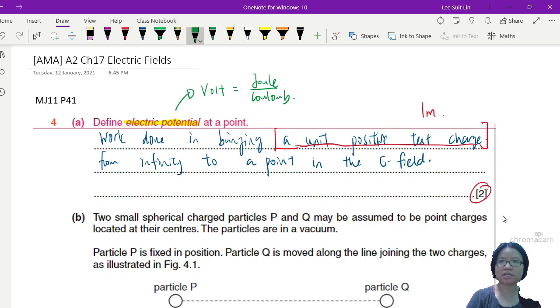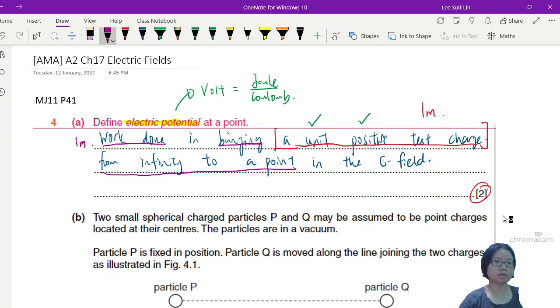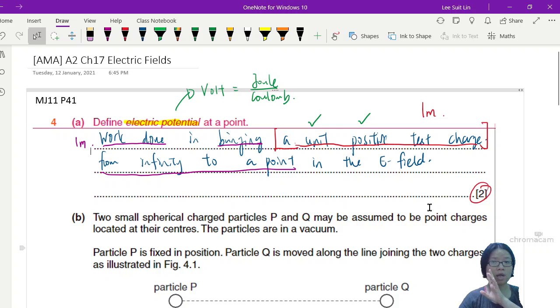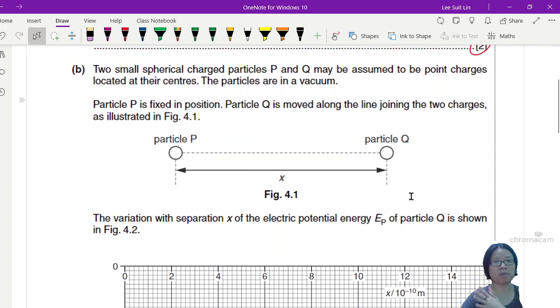So the 1 mark is a unit positive test charge, including the word positive. For you to gain this mark, I need per unit or a unit, and I need the positive test charge. And of course, the remaining mark will be work done in bringing a charge from infinity to a point. This would be the 2nd mark. Alright, so it might seem very straightforward and standard, but please make sure you define it properly because we are quite strict about this. Alright, part 2.